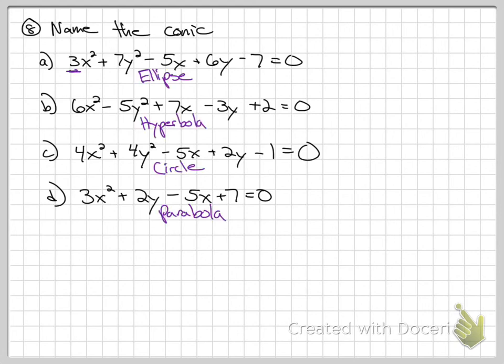Hopefully you noticed 2 different coefficients with the squares, but they're both positive, ellipse. 2 different coefficients squared, but more importantly, one of them's negative, hyperbola. Exact same coefficients on the squares gives you a circle, and only one thing squared gives you a parabola.